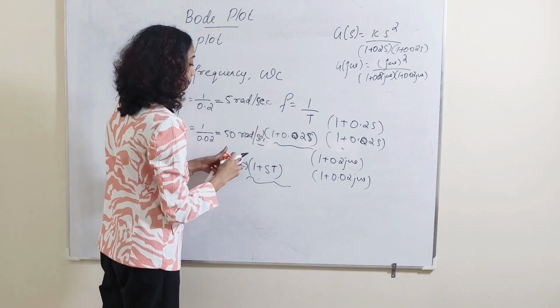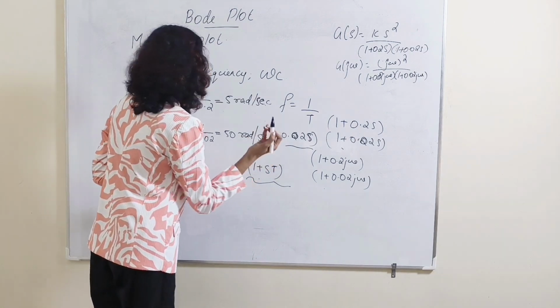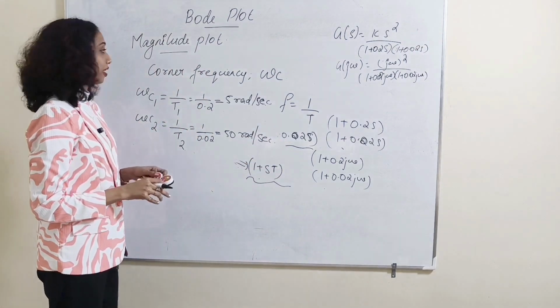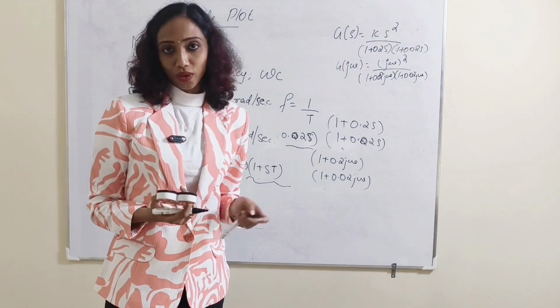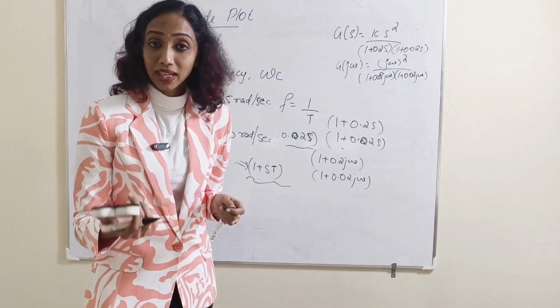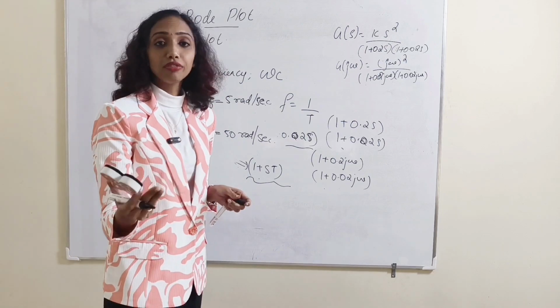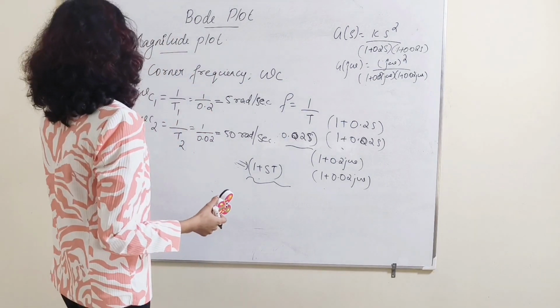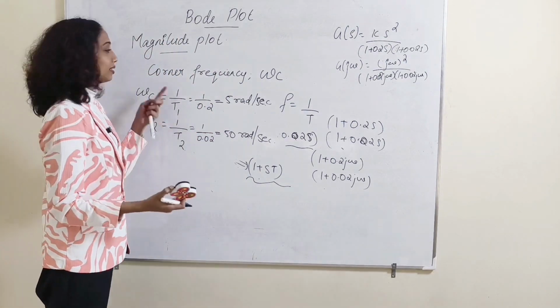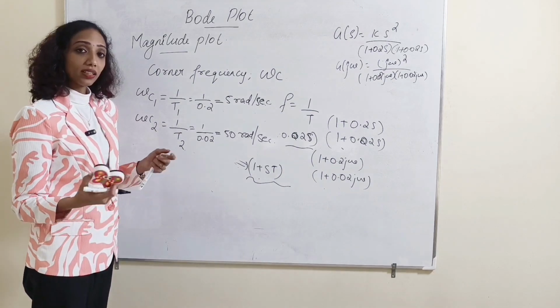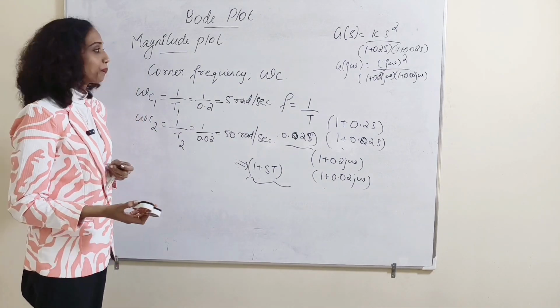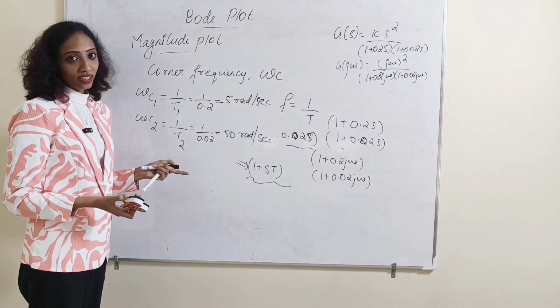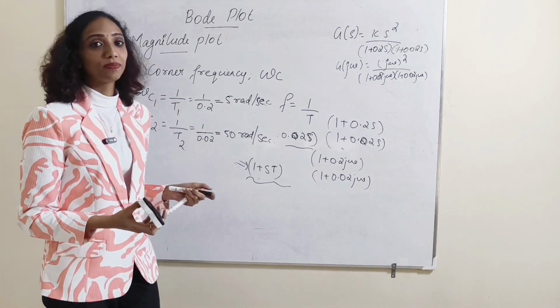radians per second. Next, here we find the corner frequency for drawing the magnitude plot. It is always for the magnitude plot and not for the phase plot. So step 1 is over, and the next step, step 2, is that you have to draw one tabular column. I'll explain the next one.